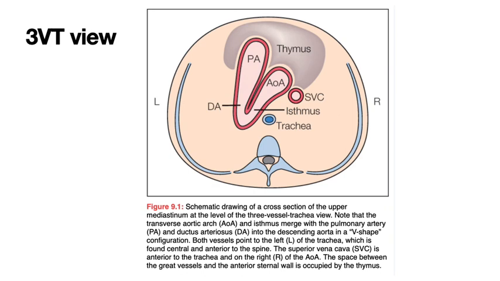So in the three-vessel trachea view, we've got pulmonary artery, ductus arteriosus, and transverse aortic arch converging. You also have the SVC, and you have the trachea. At this level, you have a trachea. Down at lower levels, you don't have a trachea because it's already split into a right and left bronchus.